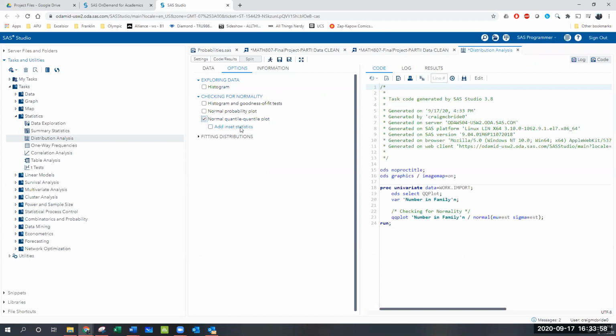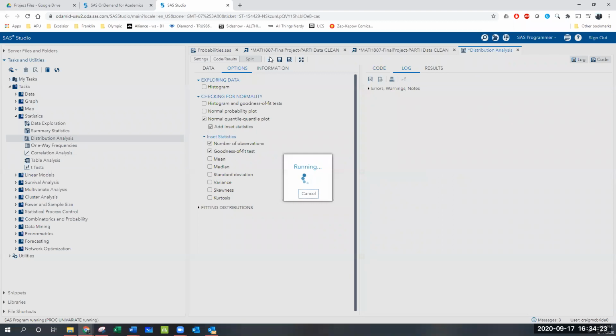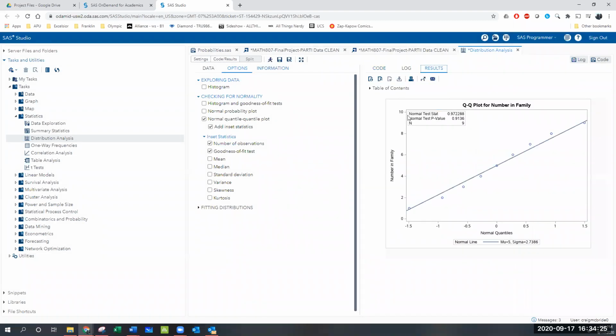And then here it asks for add inset statistics, and you click on that. Once you click on that, it gives you this little menu where you can choose which statistics go in that little inset box. You can leave number of observations, you don't really need it, but what you definitely need is the goodness of fit test, and that will give you the correlation coefficient and the p-value. So that's all you need, and if you run it, now mine of course is going to look weird because I have a terrible set of data that I'm running this on, but there's your QQ plot, and here's your little inset statistics.